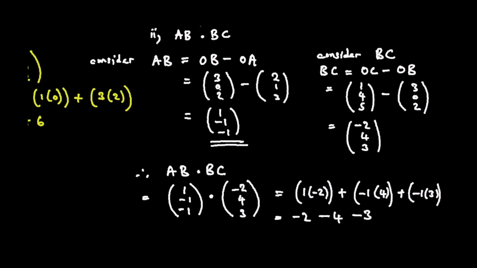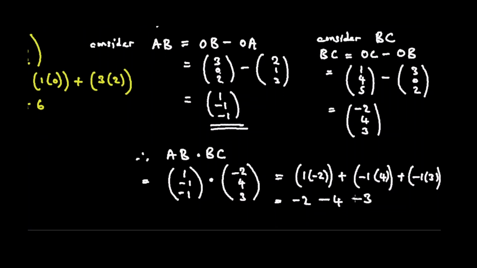So we have it as minus 2 minus 4 minus 3, which of course is going to be equal to minus 9. That is what we are getting. So kana ma position vectors is quite straightforward, but wakakupa ma displacement vectors, you have to evaluate the displacement vectors first before you can find the dot product.